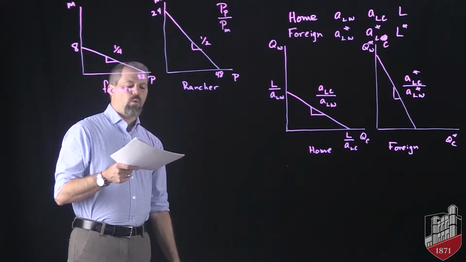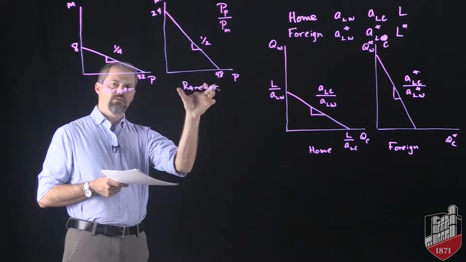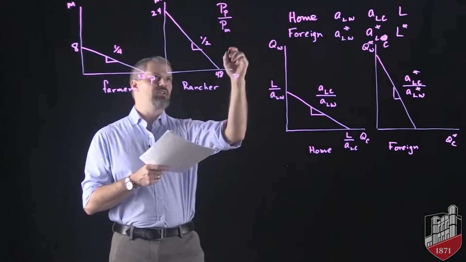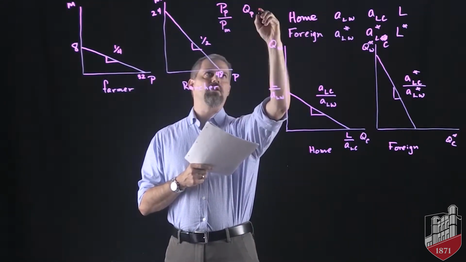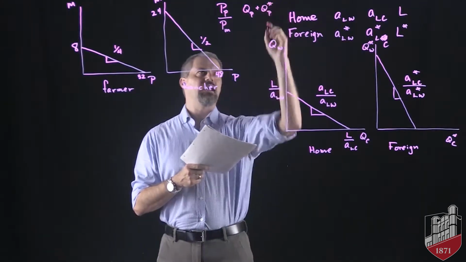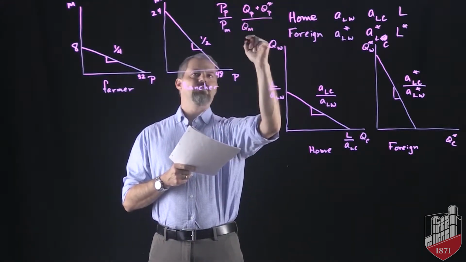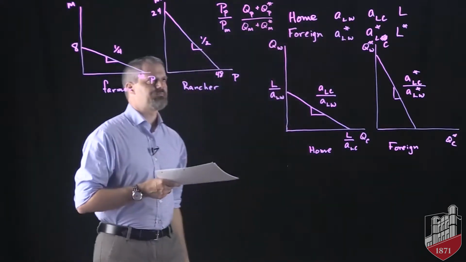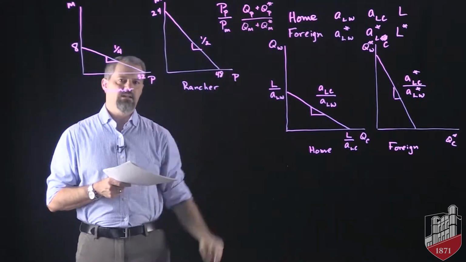And we're going to think about the relative quantity, and that's going to be the total amount of potatoes produced divided by the total amount of meat produced. And so what that's going to look like is the quantity of potatoes that is produced by the farmer plus the quantity of potatoes produced by the rancher, let's designate that with an asterisk, divided by the quantity of meat produced by the farmer plus the quantity of meat produced by the rancher. So we've got a relative price and we've got a relative quantity.